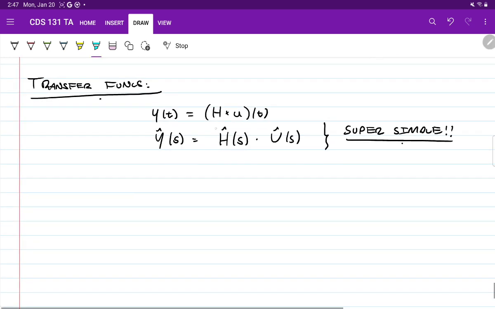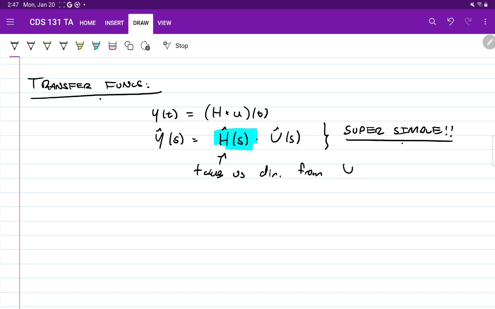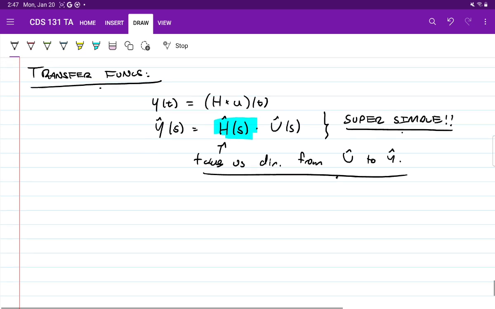What's happening here is that the transform of my impulse response map h takes us directly from u hat to y hat. It transfers us directly from the transform of our input to the transform of our zero-state response. Because this function is so fundamental to I/O analysis, we give it a special name, and that name is the transfer function of the system.